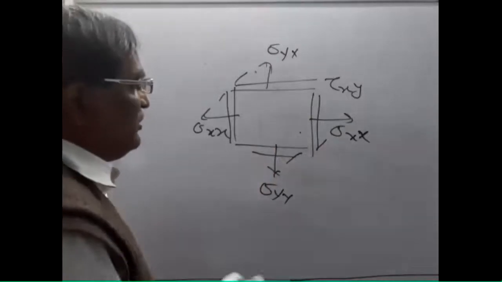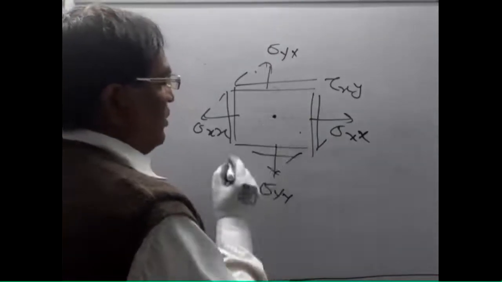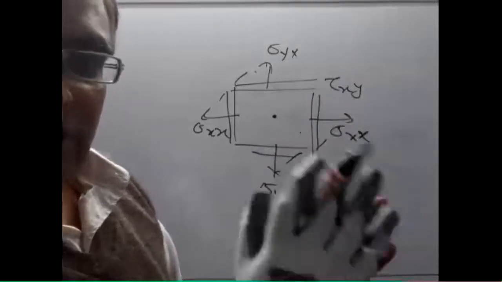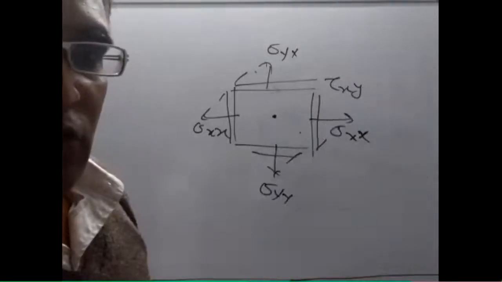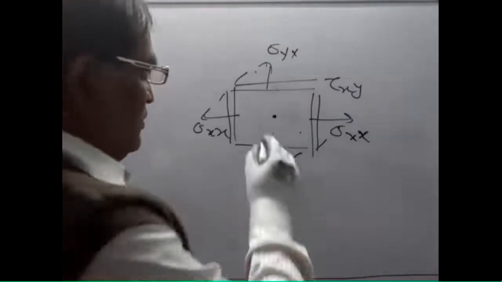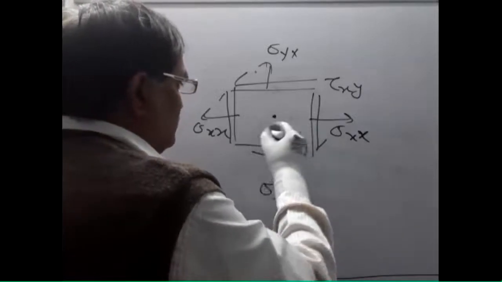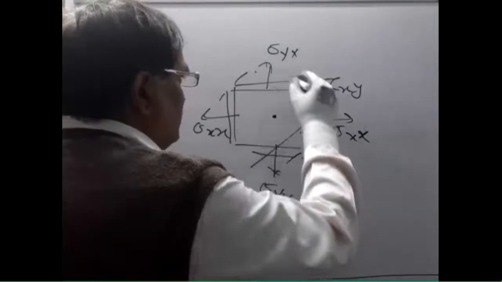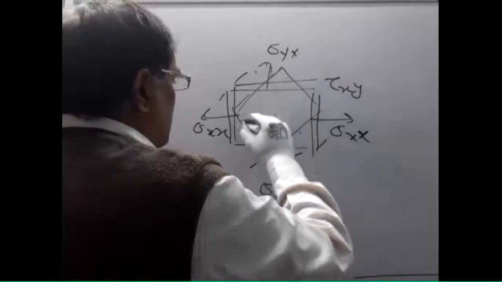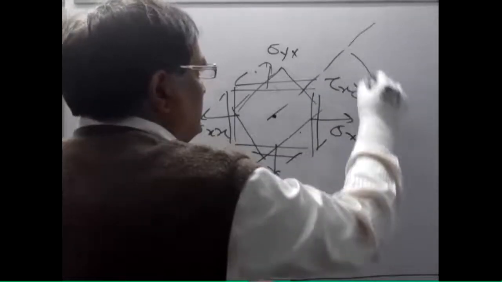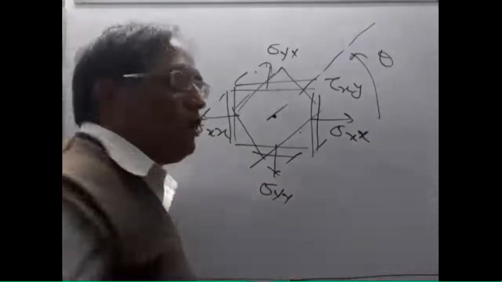So here the question arising is, the point is here. What will happen if on the same point this plane rotates? How do you find that? Using the Cauchy stress equation. Suppose that now this has been rotated by some angle theta. So how do you find that?